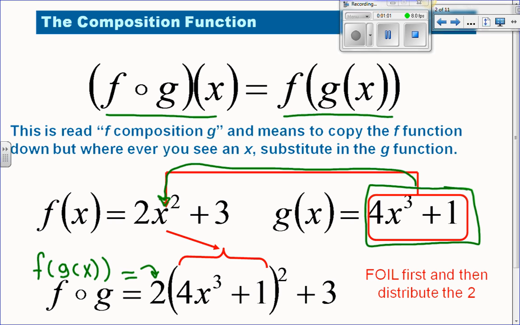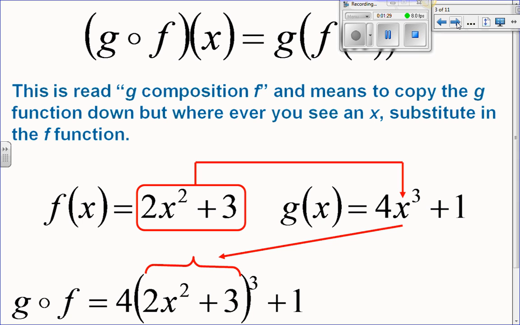equals, so we've got the 2 from f of x, that coefficient. Instead of x, we've got all of g of x. So g of x is substituted in for the x. The squared from f of x stays the same, and we've got our plus 3. So everything stays the same, we're just substituting g of x in for the x of f of x.